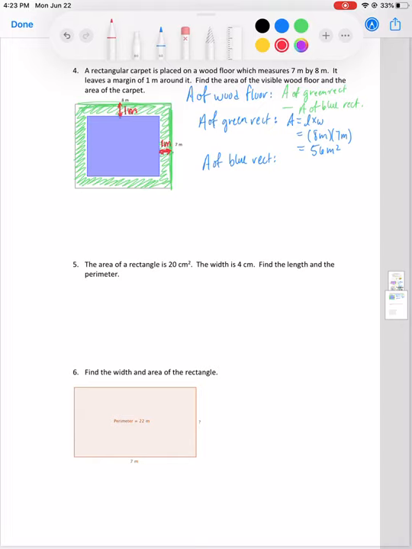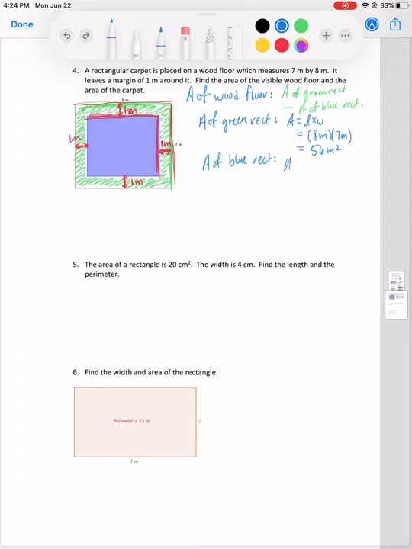But the length and width of the blue rectangle are not just that 1 minus 1 and that 1 minus 1. Indeed, we have to subtract off 2 meters, because these ones right here are also 1 meter, and this one right here is also 1 meter. So this length right here, subtract off 2 meters, will give me this one right here, because of this meter and this meter. This length right here, subtract off 2 meters, will give me this length right here, because of this meter and this meter.